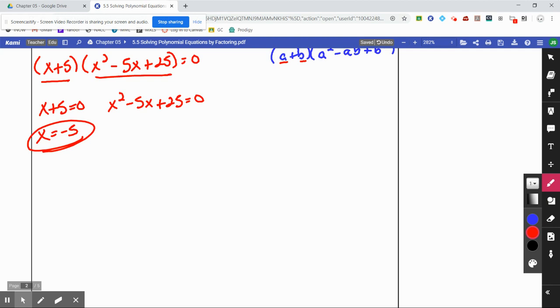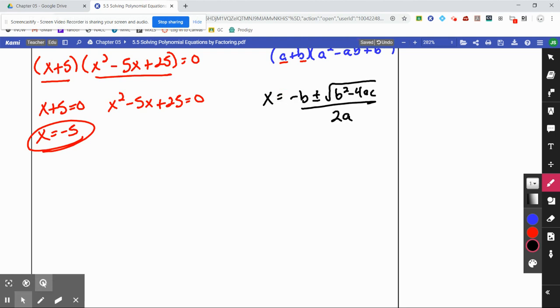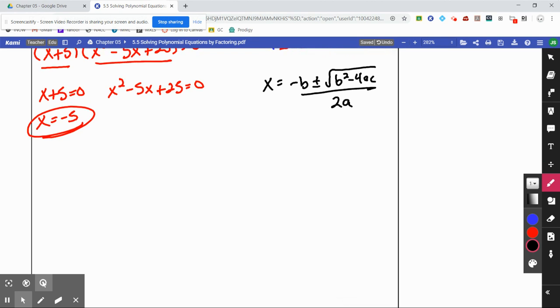I don't recommend completing the square because this is not an even number. The 1 is fine if you have a 1 out front, or if this is even, that's the best time to use completing the square. So I'm going to use my quadratic formula. Let me change colors here. Quadratic formula is x equals negative b plus or minus the square root of b squared minus 4ac all over 2a. Now, again, I always like to do b squared minus 4ac first.